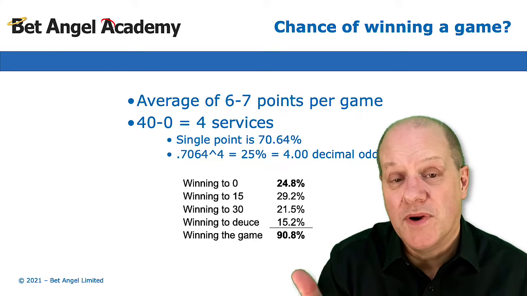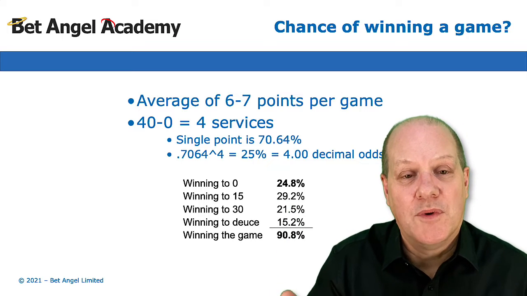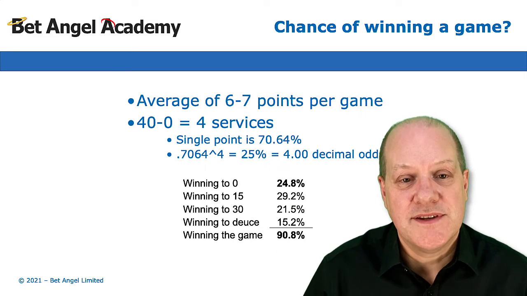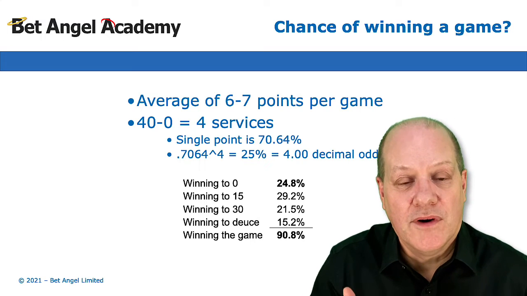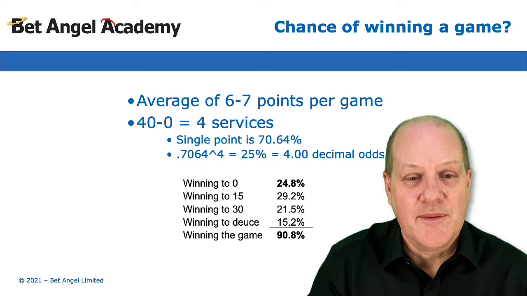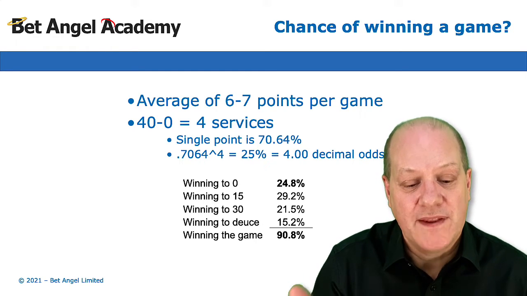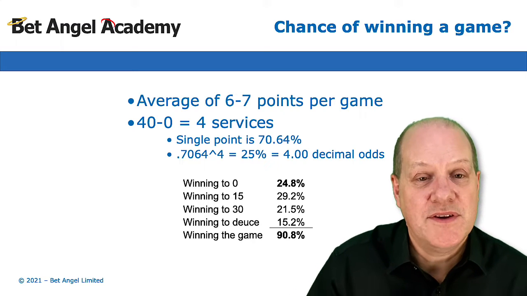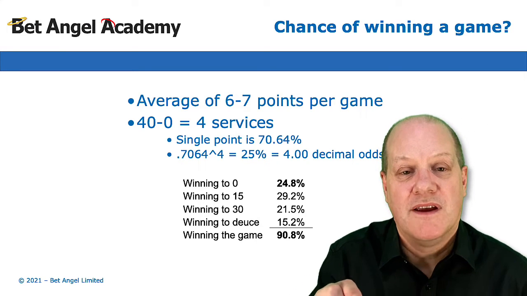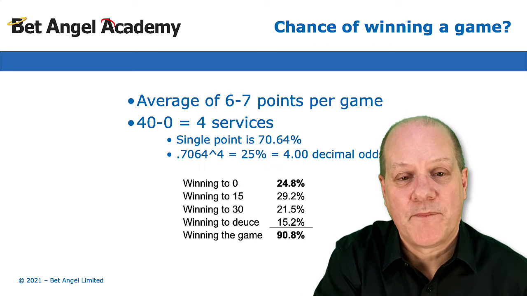So if we just do 0.71, or roughly that, you can see the exact number over here, to the power of 4, we're basically saying they've got 4 chances of getting this, and they've got a 0.71 chance of getting a point on this particular serve, and they're going to do that 4 times to win the game. And that magically comes up with this number that you can see here. So it's saying there's about a 25% chance of winning a game to love.